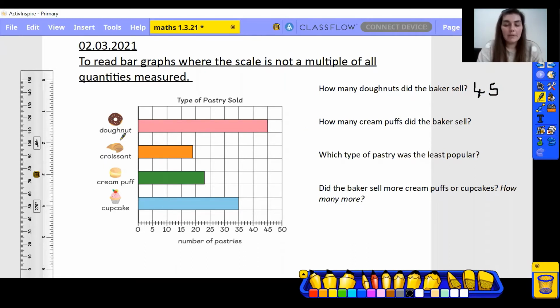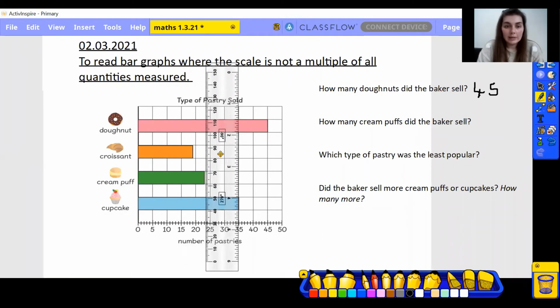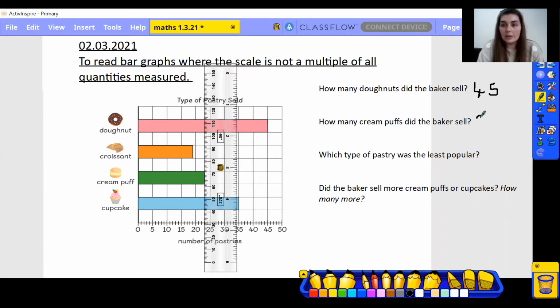How many cream puffs did the baker sell? So the cream puffs is the green line, and I'm going to line it up with the edge. Now it doesn't fall on a number, it falls on an interval in between. So I can see that my bar graph is going up in fives, and each line in between represents 1. So I can start from 20 and count 21, 22, 23. So I know the baker sold 23 cream puffs.